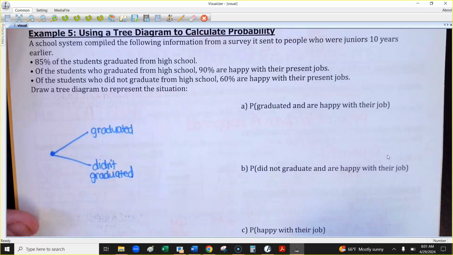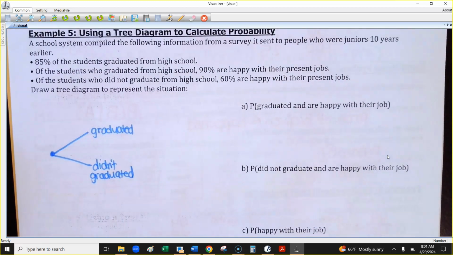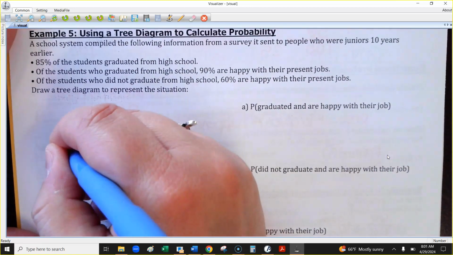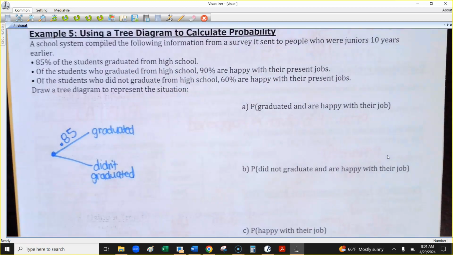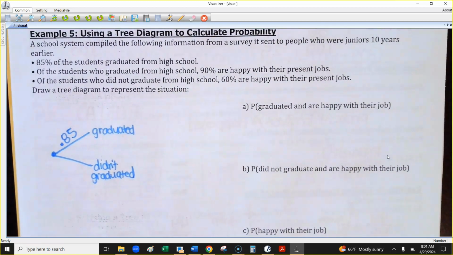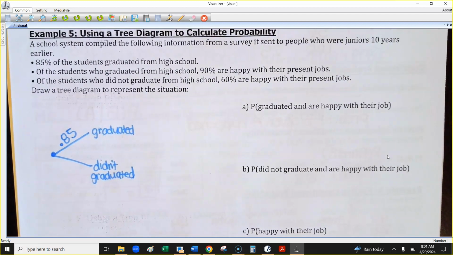And it says 85% of the students graduated. So I would just put a little 0.85 as the probability that I would pick somebody that graduated. Does anybody know what I would put along the other branch? If 85% graduated, what would I put for didn't graduate? 0.15, exactly. Wherever they branch off like this, the two together have to add up to 1. So that would be a total of 100%.